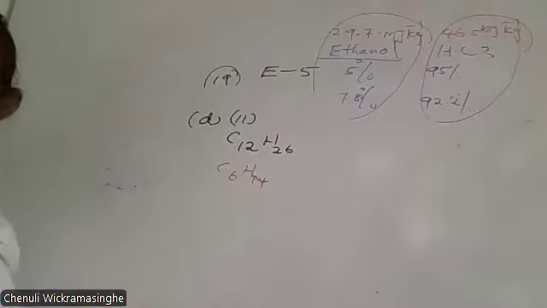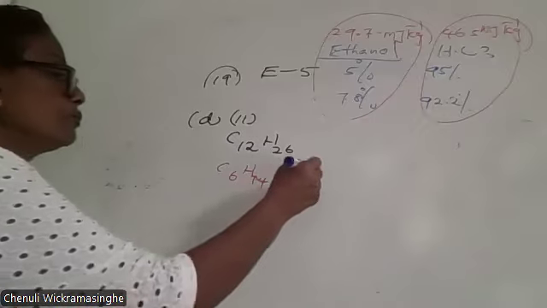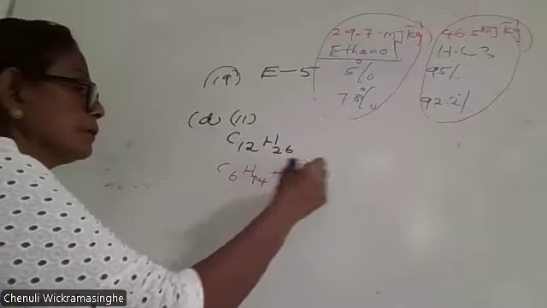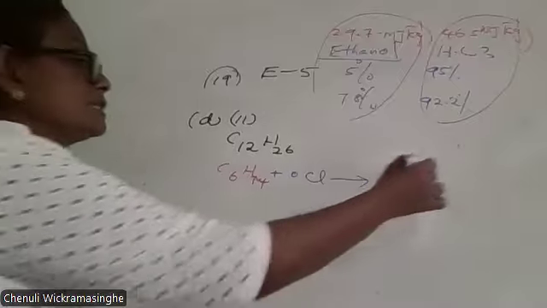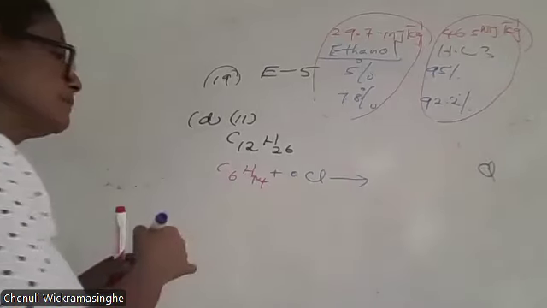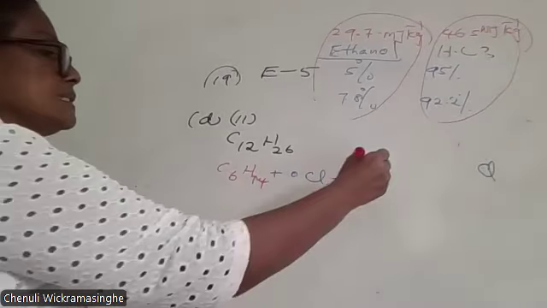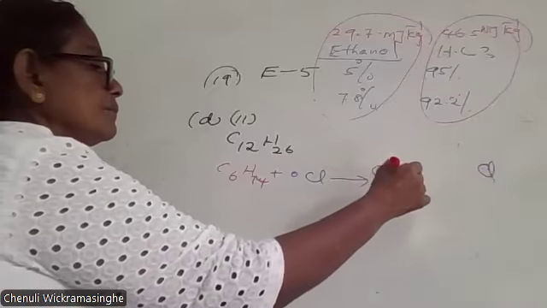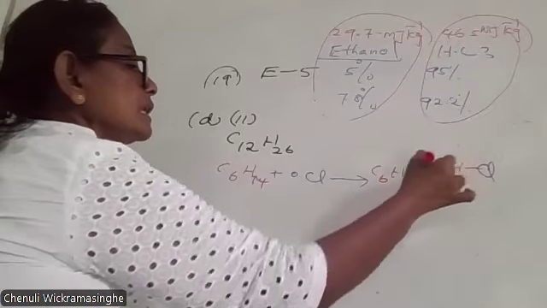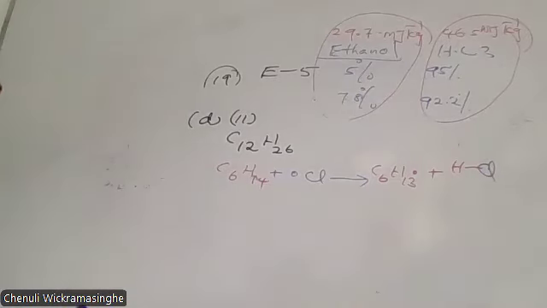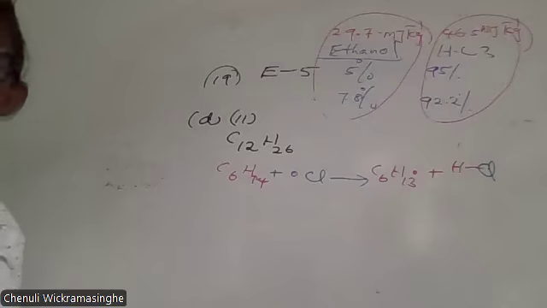C6H14. This is the alkane hexane. It should have reacted with a chlorine free radical. Chlorine free radicals are very reactive, so one grabs a hydrogen from this compound. C6H13 becomes a free radical. At the same time, it generates a hydrogen chloride molecule.